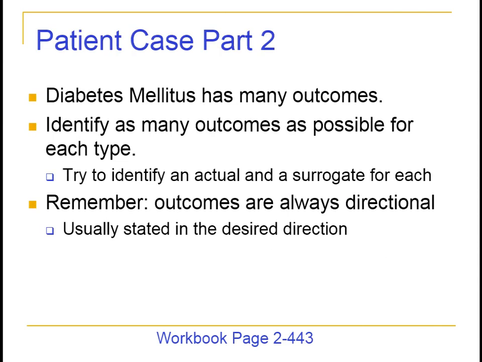So let's look at our patient case again. Diabetes has many outcomes, and the case asks you to identify as many outcomes as possible for each type, while trying to identify an actual and a surrogate for each. Remember, outcomes are always directional. They're usually stated in the desired direction: decreased myocardial infarction, decreased hospital days, increased quality of life.